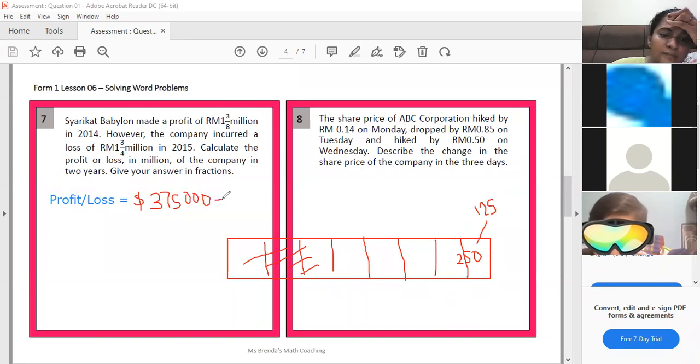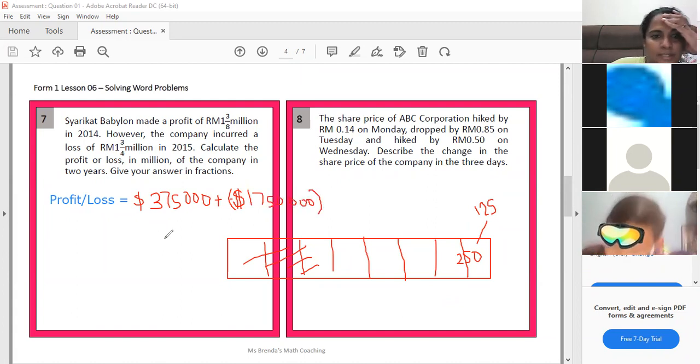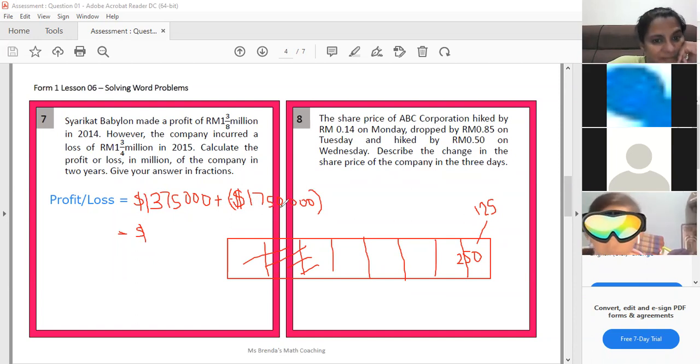Okay, and how about the following year? Plus with a loss of 1.75 million. So this is negative 1 3/4, 1,750,000. So in other words, now you must open your bracket, 1,375,000 minus 1,750,000. What would you get?